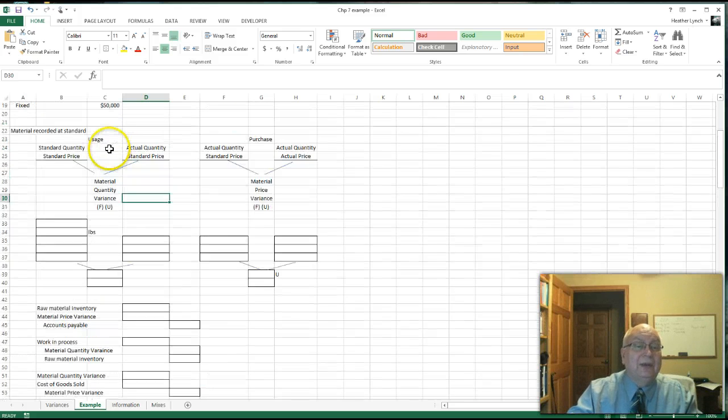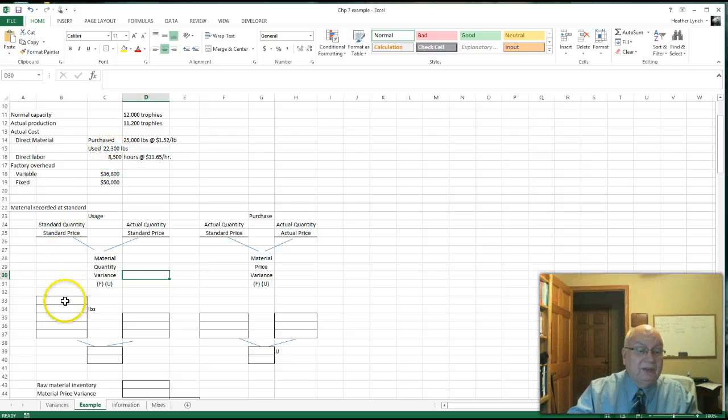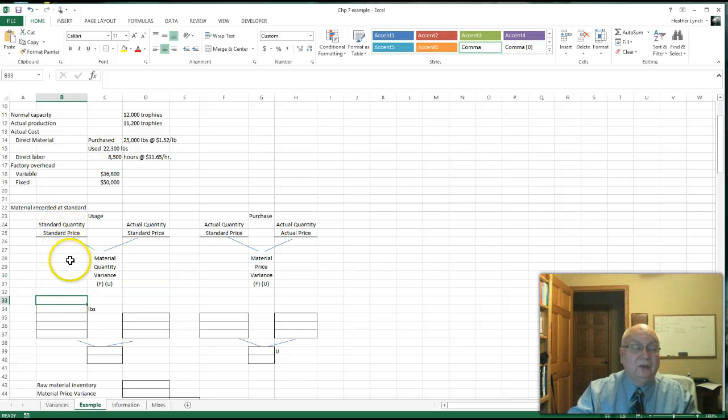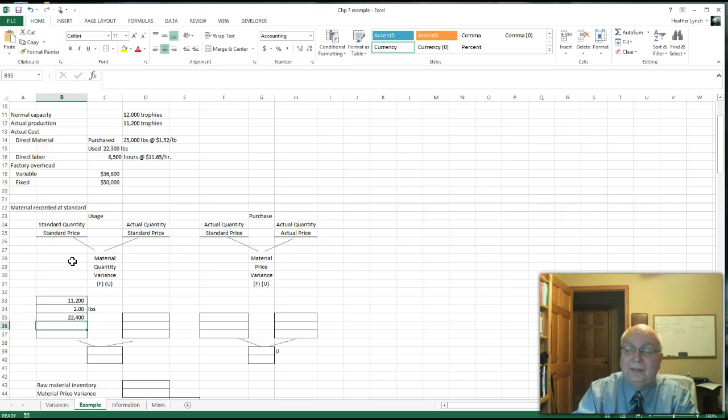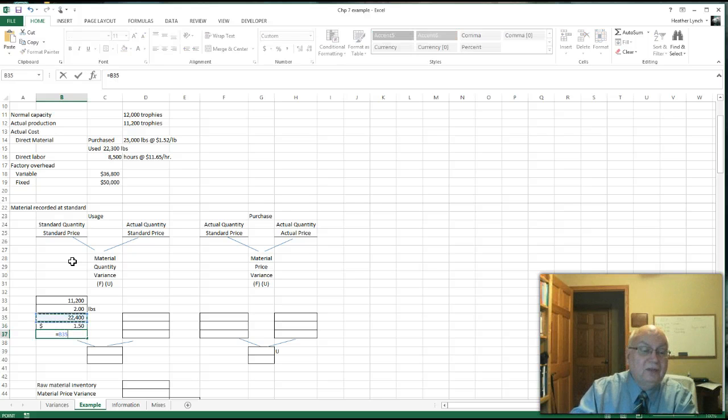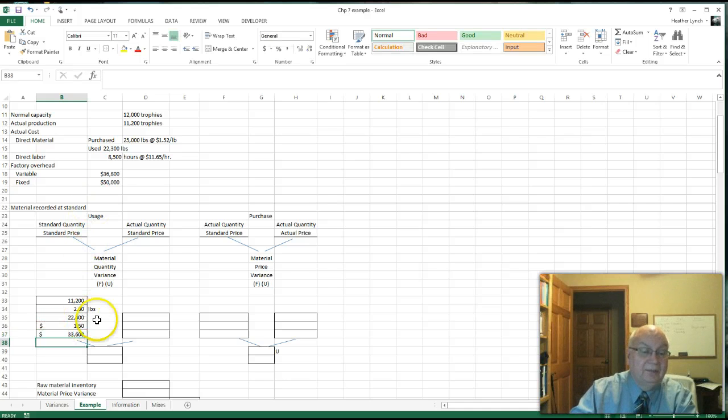So what we have now, we're ready to do this example. Remember, this is for the standard quantity that we used. So this is calculated. We actually produced 11,200 trophies. And each trophy, if you remember up there, takes 2 pounds per trophy. So then we'll take 11,200 times 2 pounds, or 22,400 pounds. That's how much material we should have used to produce 11,200 trophies. And we pay $1.50 per pound, so the cost of that should have been 22,400 times $1.50, or 33,600.